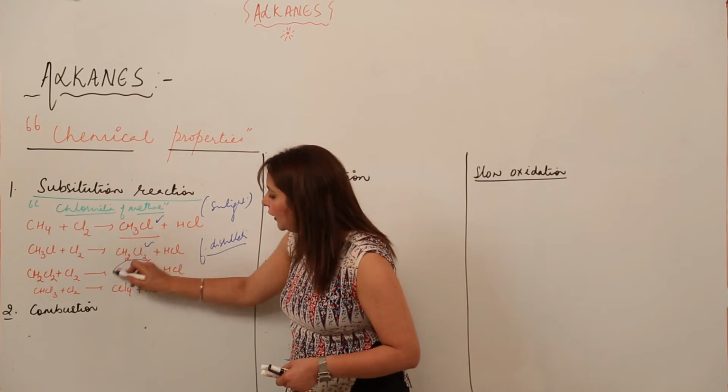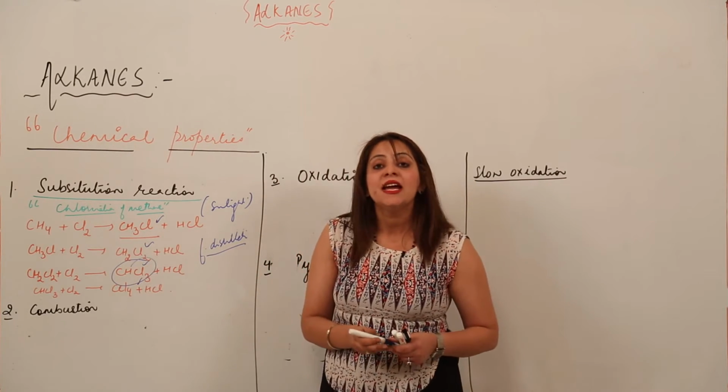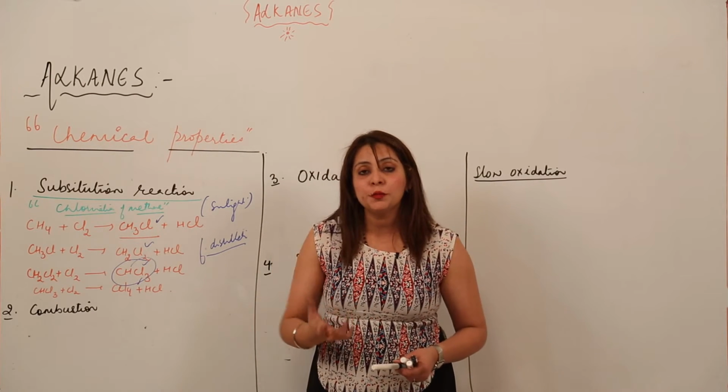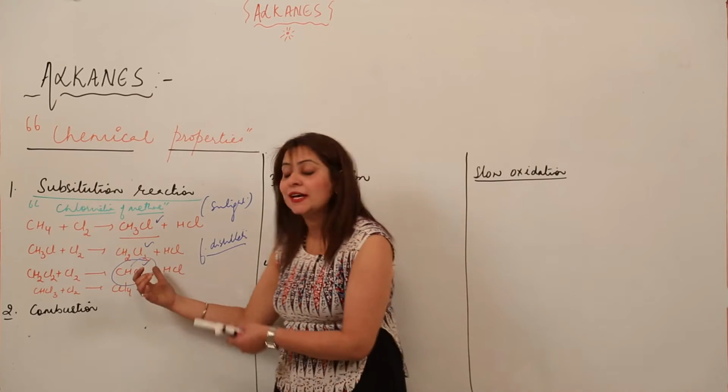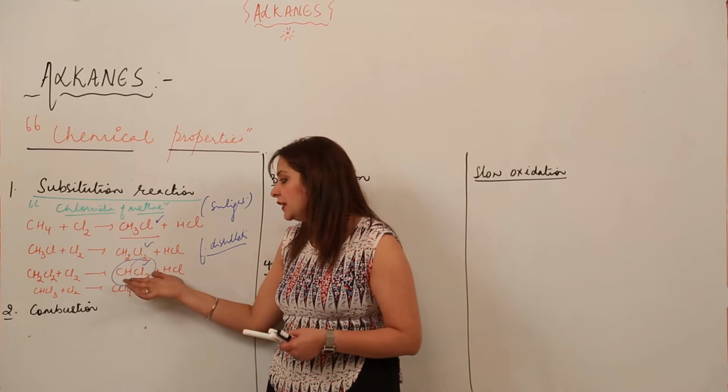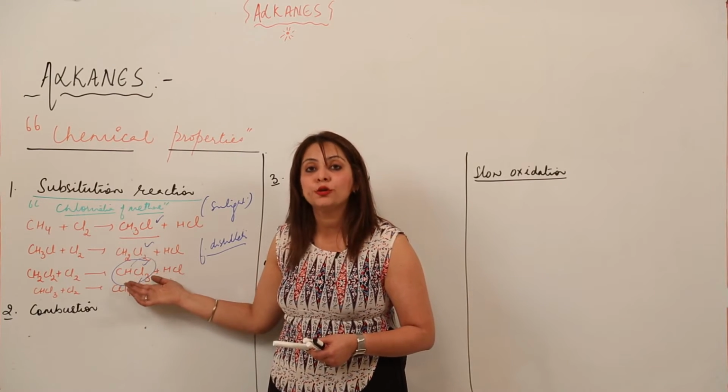And you know what is the common name for this compound, CHCl3? It is chloroform. You know what chloroform is and for what purpose it is used in hospitals. So this is the formula for chloroform, that is trichloromethane, right? The common name which is used is chloroform.